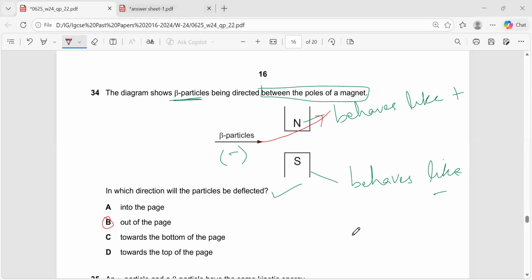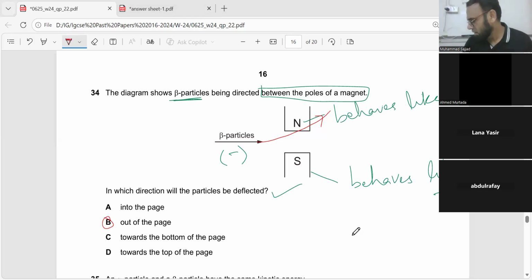Like, please see here. Let's suppose this calculator is the page, paper. When it is written north at the top, south at the bottom, north is my upper hand and south is my lower hand. So the beta particle went towards north, which is at the top. So it means out of the page. If it was alpha, it was going to be towards south. So what does it mean? It is going down the page, so we will say into the page. Right now, north is at the top, so beta particle is going towards the top. So it means out of the page.